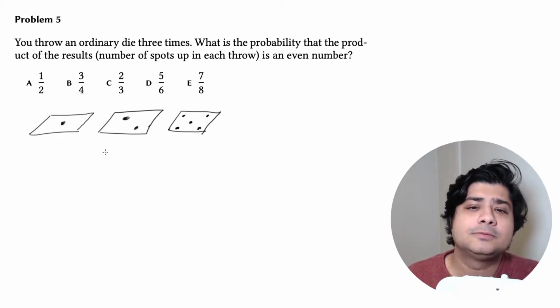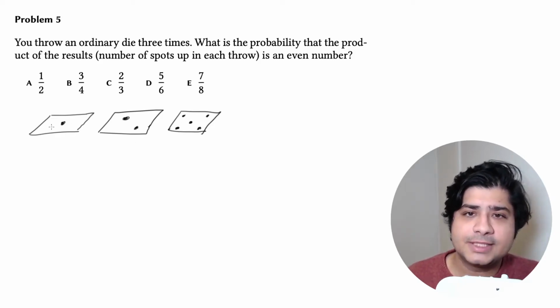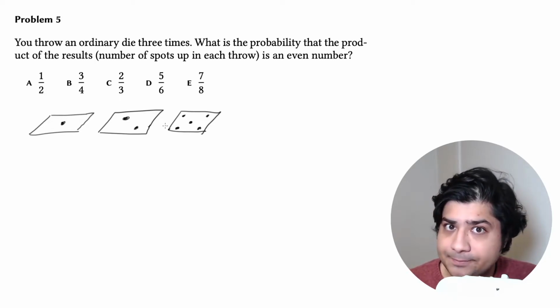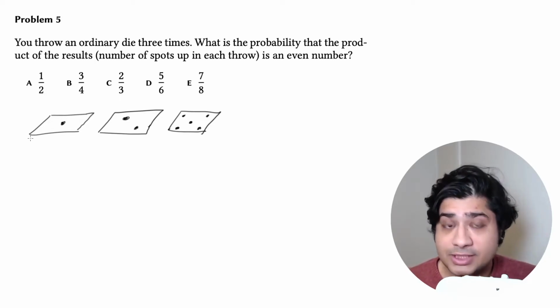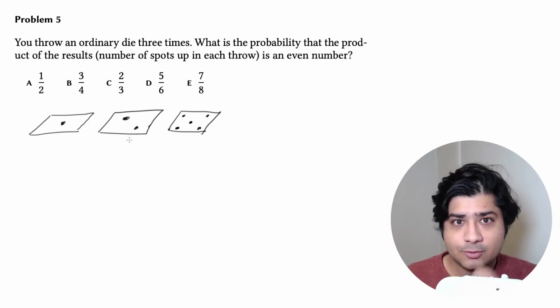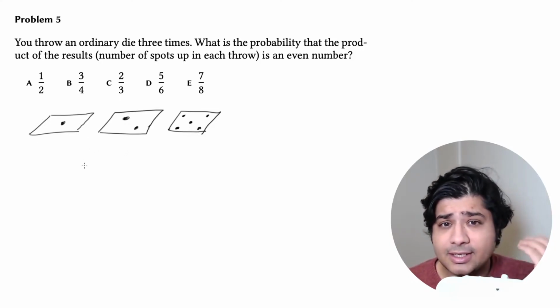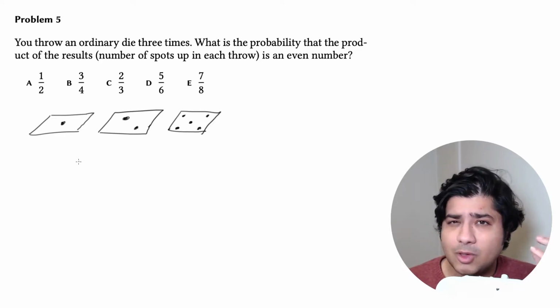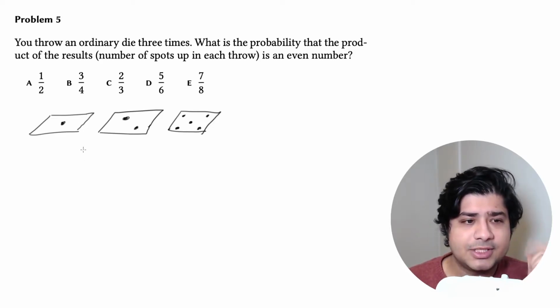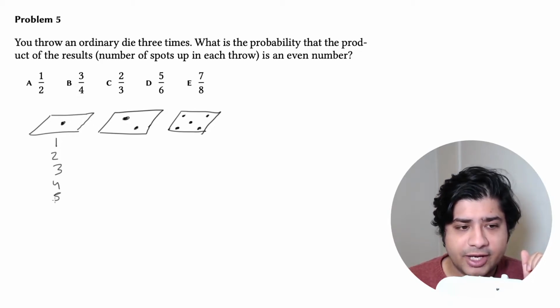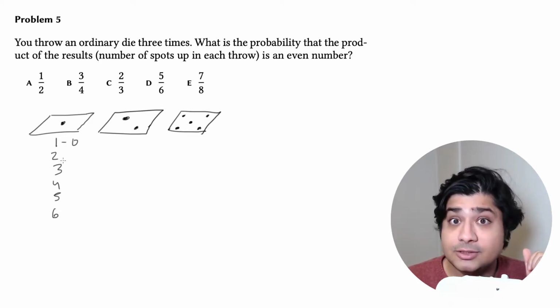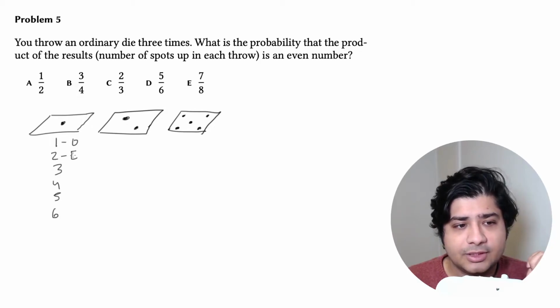Okay, so we're dealing with a total of 6 possibilities for each of them, right? It could be any one of 1 through 6. And so for each one, it's 6, and half of them are even, and half of them are odd. So let's write those down. So we have 1, 2, 3, 4, 5, and 6. This one is odd. Let's do O for odd. Even, odd, even, odd, even.